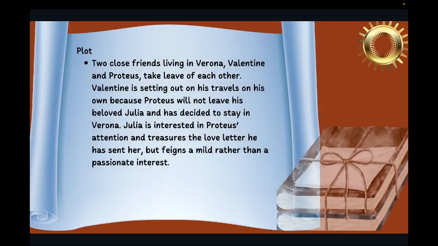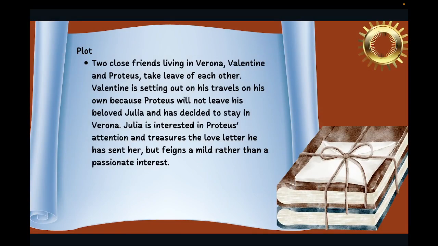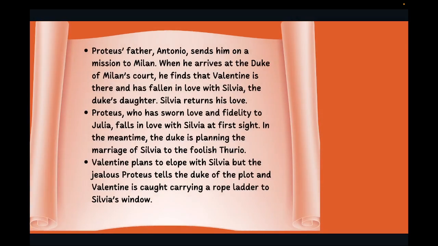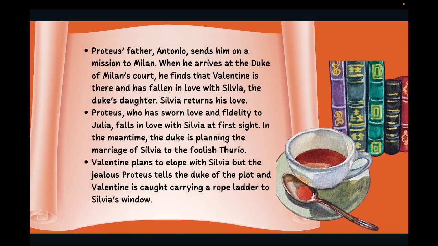The plot of the play is that two close friends living in Verona, Valentine and Proteus, take leave of each other. Valentine is setting out on his travels on his own because Proteus will not leave his beloved Julia and has decided to stay in Verona. Julia is interested in Proteus's attention and treasures the love letter he has sent her, but feigns a mild rather than a passionate interest. So, yeah, Julia is playing it cool, if I may use a contemporary remark. Proteus's father, Antonio, sends him on a mission to Milan.